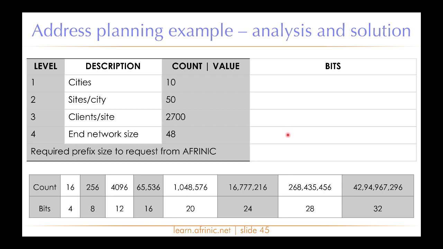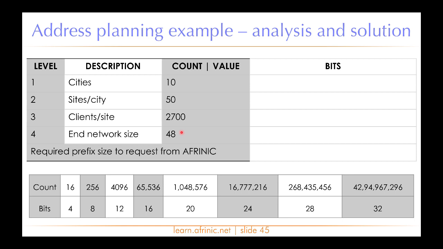Level 1 of the hierarchy is cities, of which there are 10. Level 2, sites, of which there are 50 in the largest city. And level 3, you've got 2,700 clients per site. And this is /48, the end network size. So we are saying that each of these 2,700 clients, we plan to give them a /48. That is a design decision. It's not something that we calculate.